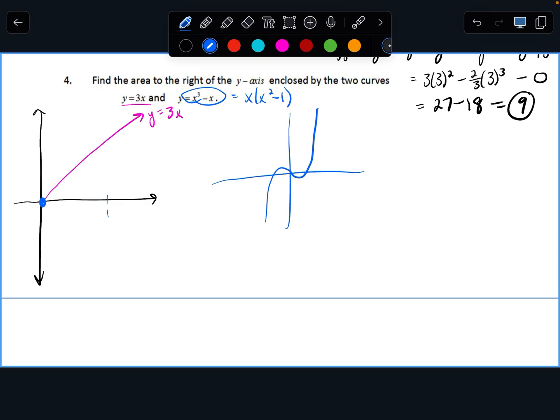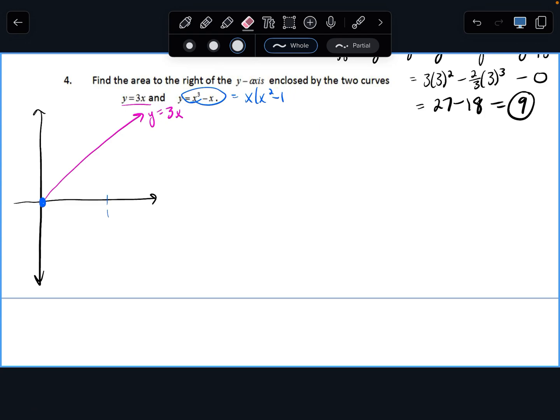So if you have an idea of what the parent graph looks like, if you get real desperate, just plug in like a half, or plug in 2. I mean, we're going to have to figure out their intersection point, so why don't we do that right away? That might help me a little bit, because I have to figure out where these intersect. So I have to do 3x equals x cubed minus x.